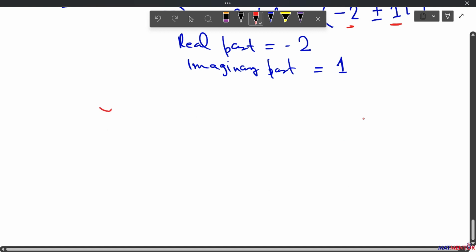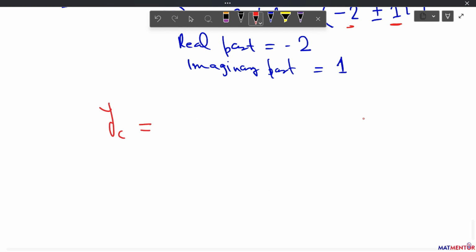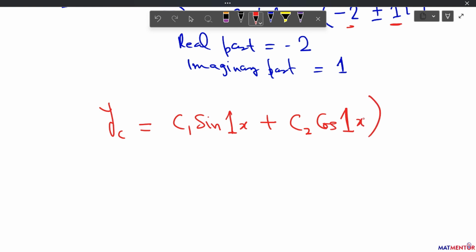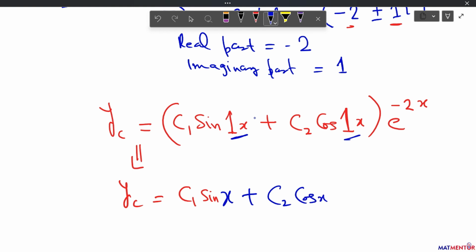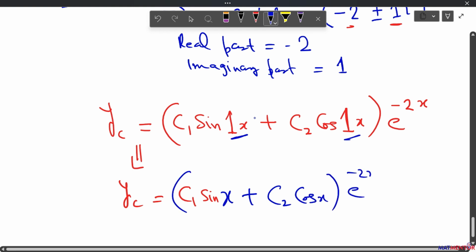Now I can write yc as c1 sine 1x plus c2 cos 1x and e raised to power minus 2x. And this expression can be written as yc is equal to c1 sine 1x, which will become just x, so I will write sine x plus c2 cos 1x, which will become just cos x, times e raised to power minus 2x.